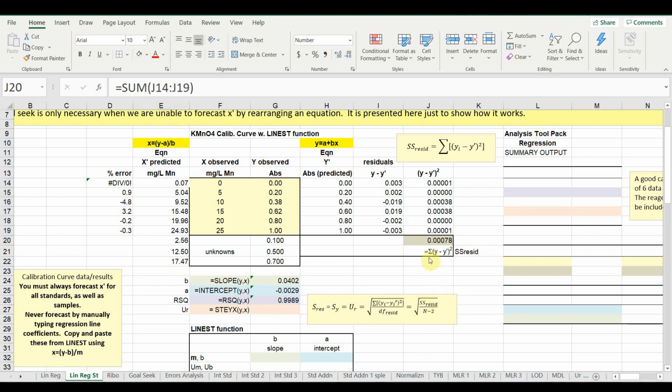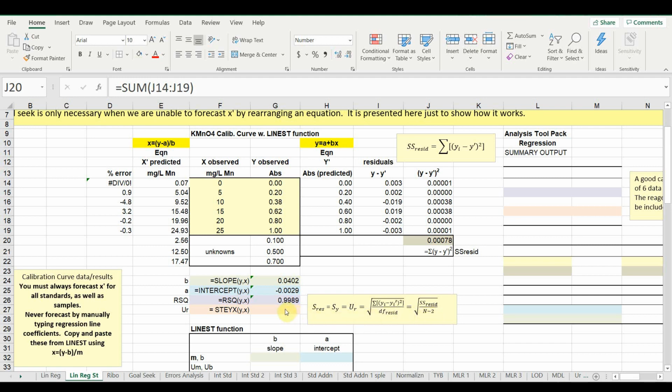This value, the sum of the squares of the residuals, is used to calculate an important statistic called the standard error of the regression, symbolized in a variety of ways in different statistical books and websites. S-res, S-y, standard error of the y values, the standard uncertainty of the regression, and it's calculated as the root of the sum of the squares of the regression, this term here, the root of it, divided by the number of degrees of freedom, and that will be the number of calibration points minus 2.